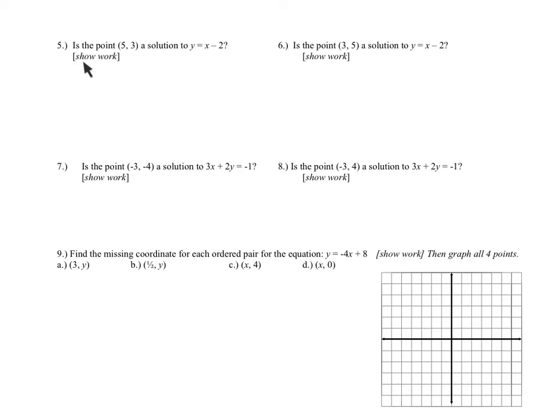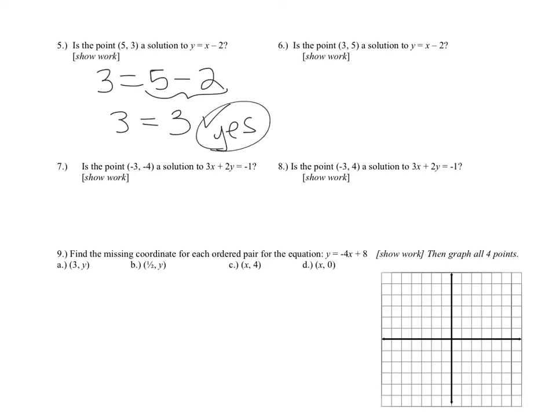I do, however, expect you to show me work. So I want to see you physically put 5 in for x and 3 in for y. I'm going to rewrite the equation y equals x minus 2 as 3 equals 5 minus 2, because y is 3. And then you just do the math. Over here is easy. 5 minus 2 is 3. So then you would show me, oh yes, 3 equals 3. So the answer to the question is yes, that's a solution. If you get a false statement, then no, it's not a solution.